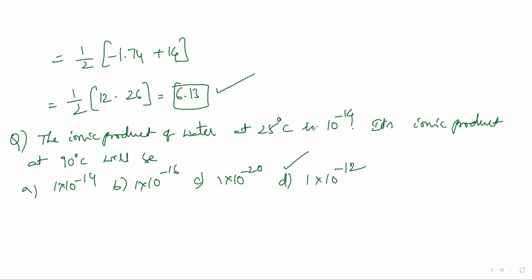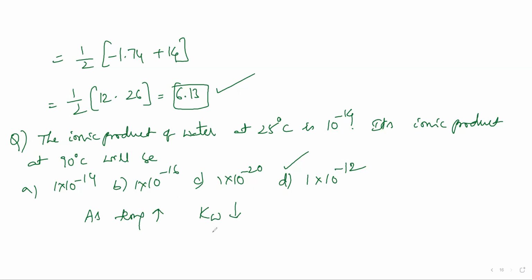Sir, as temperature increases, the ionic product decreases, sir. So according to his statement, as temperature increases, ionic product decreases. Okay, so let us discuss this point for a moment. As temperature increases, ionic product is decreasing.